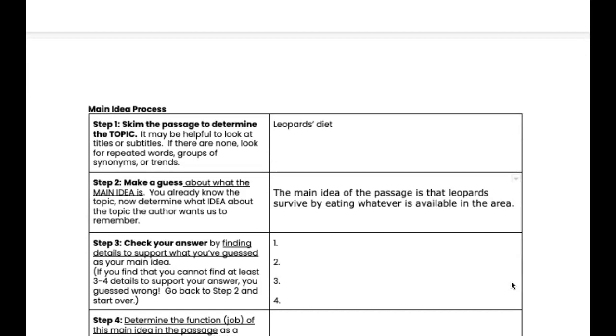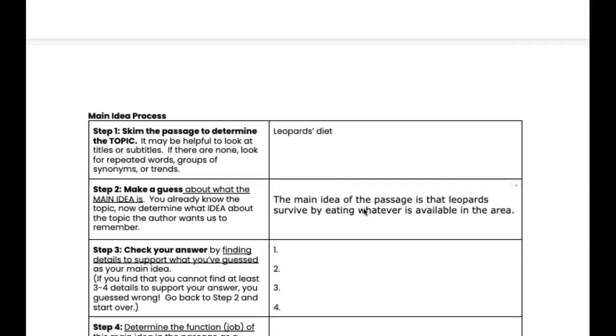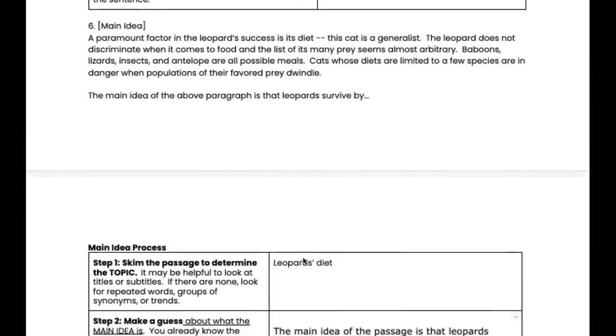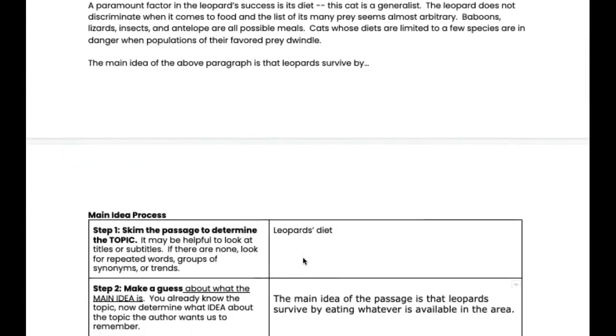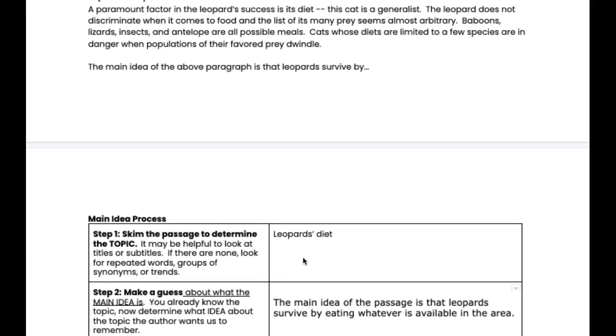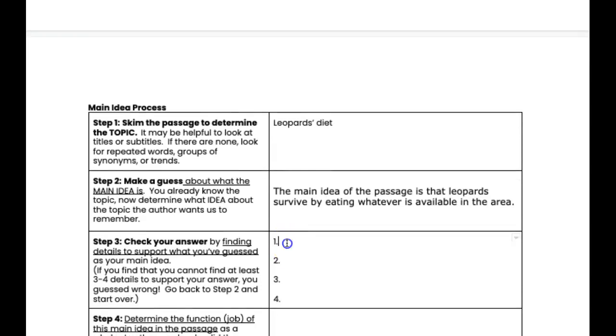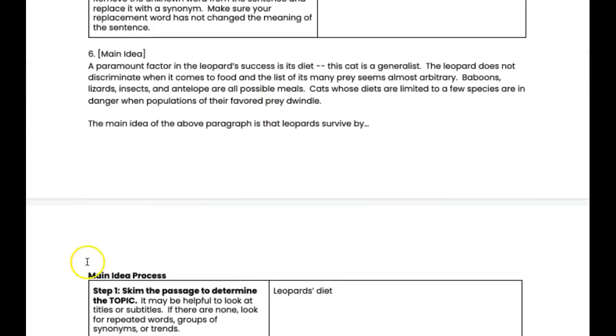Now your step 3 is going to be to check your main idea by finding at least 3 details from the passage that convey that this is our main idea. So 3 details that convey that leopards survive by eating whatever is available in the area. You can do this by either copying and pasting the details in the chart below, or if you want to highlight, feel free to do that. So take a minute, pause the video, and either highlight or copy and paste the details that prove this main idea in box 3.